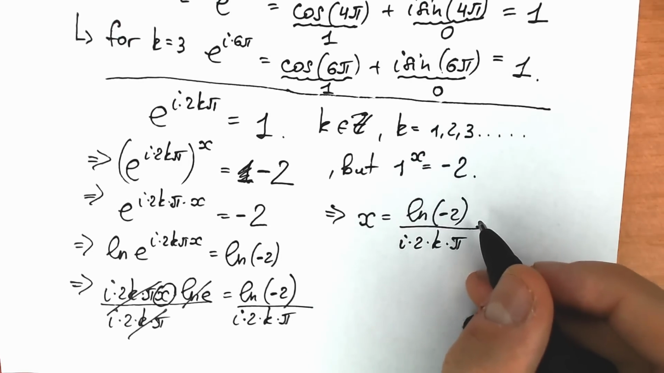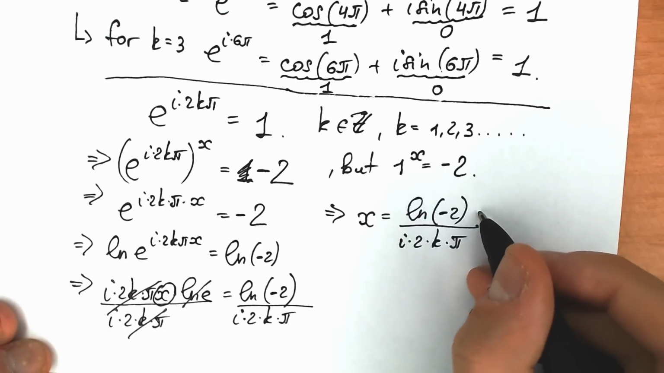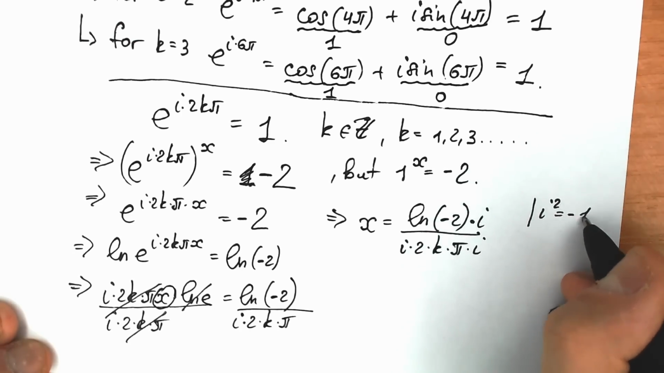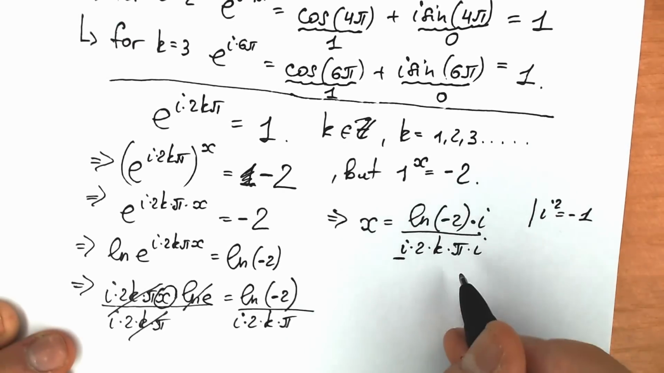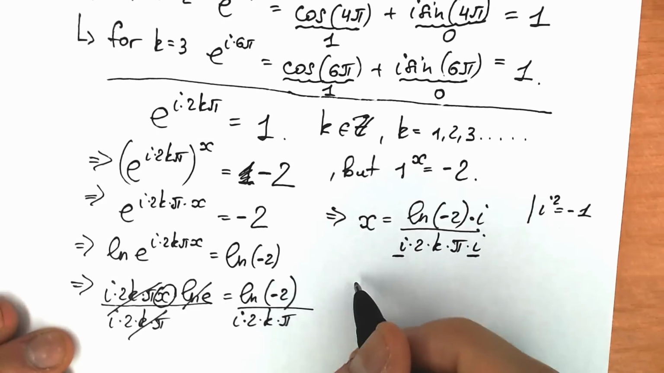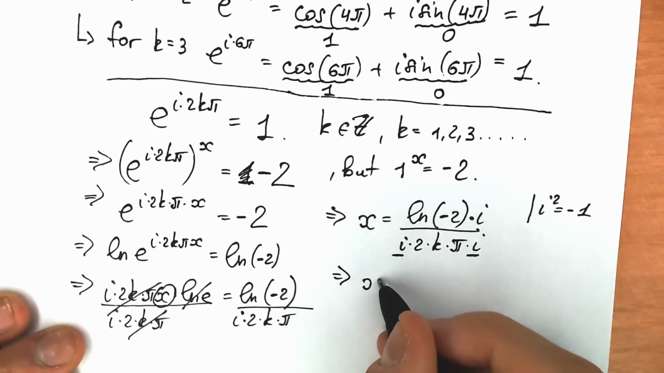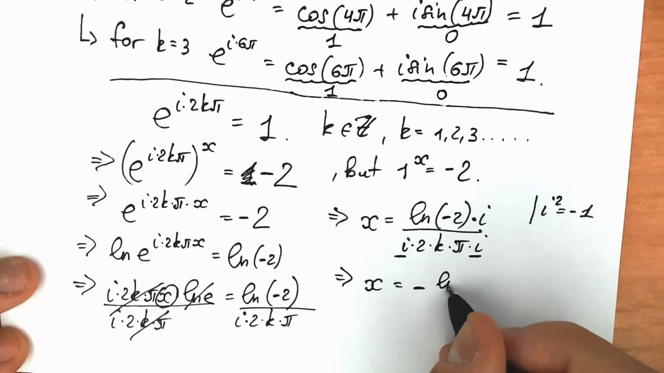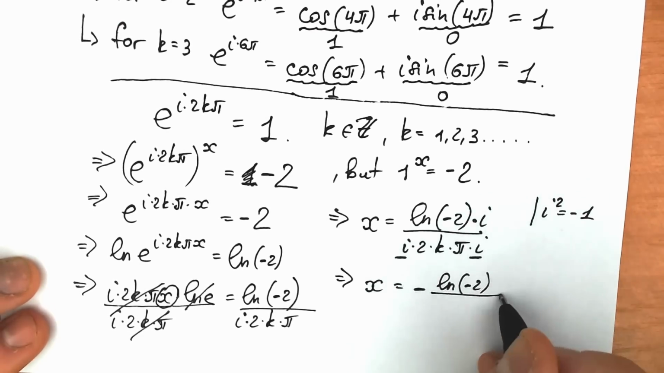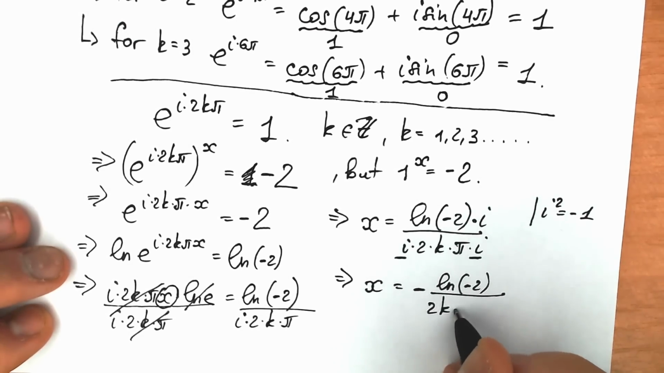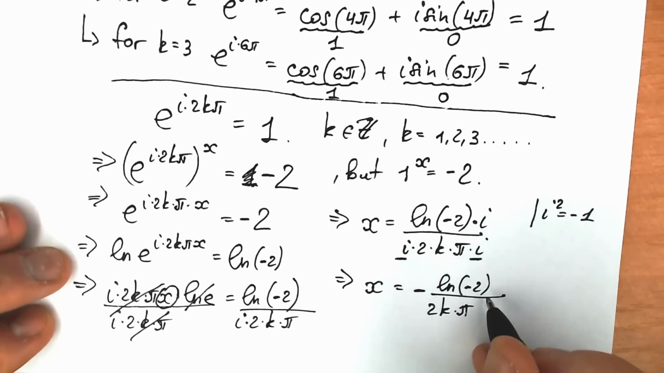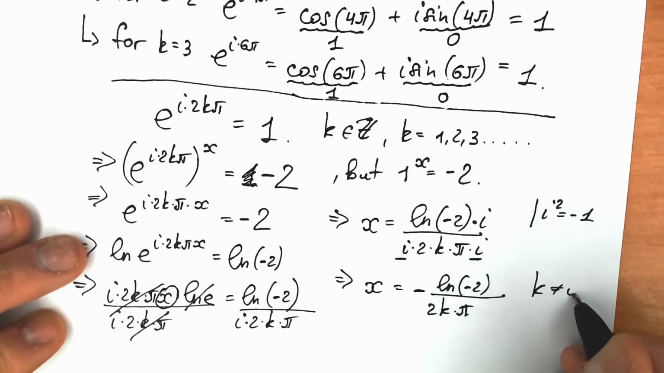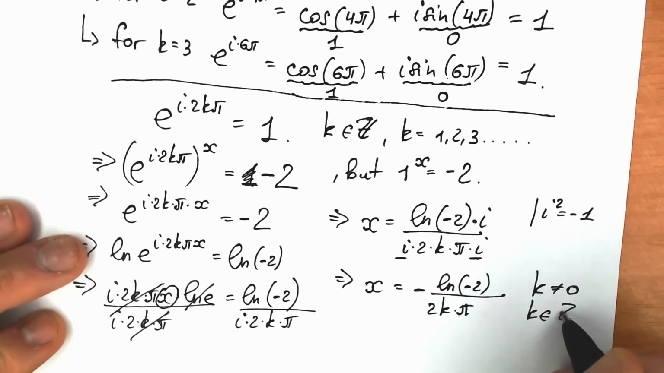First of all, let's multiply our denominator by i. So let's multiply right here by i and right here by i. In our minds, we know that i squared equals -1, and we have this i squared right here. So we have i times i equal to -1. As a result, our final x is equal to -i times natural log of -2, and we divide all of this by 2k pi. Of course we need to know that k is not equal to 0, obviously, because it is in our denominator, and k is an integer value.